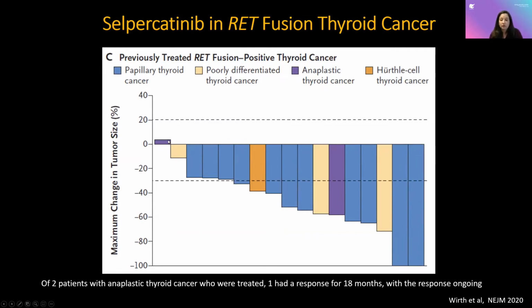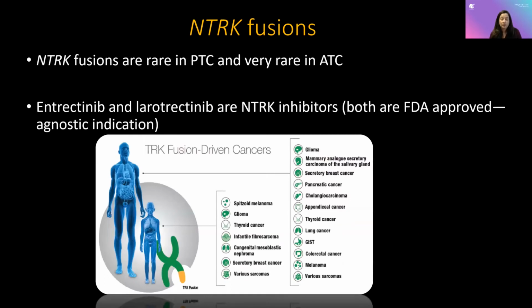This patient did not do well though. So, very little data to support use of RET inhibitors in these patients. And I'll tell you my opinion in just a moment. We also have NTRK fusions that we see in papillary and in anaplastic, also very, very rare.